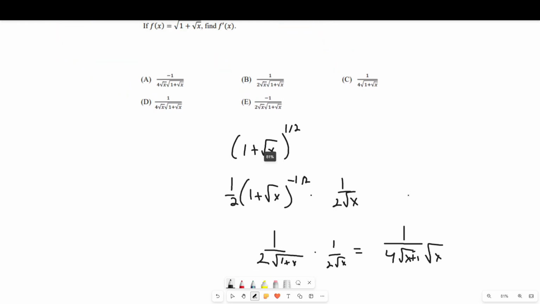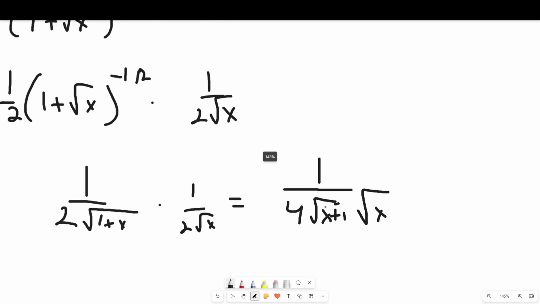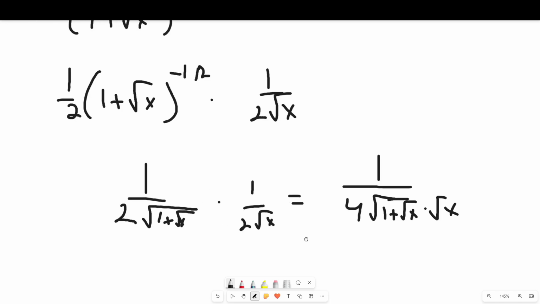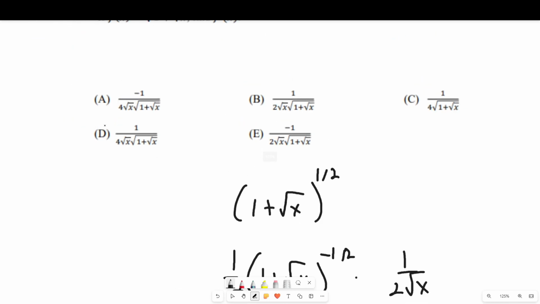So that's just going to be square root of x plus 1 times square root of x. So yeah, that's going to be option C, or option D.